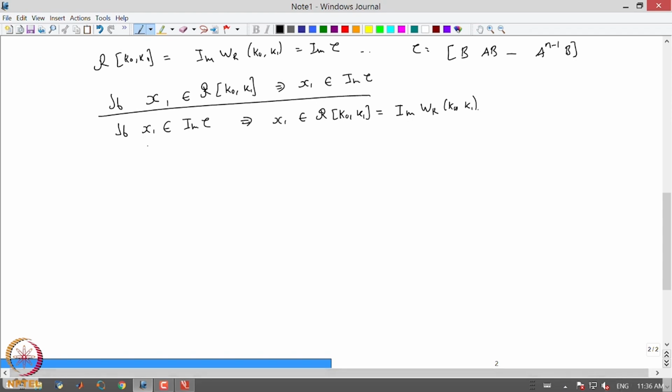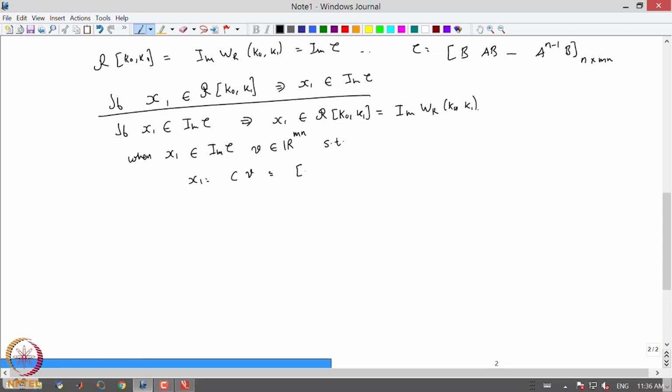Okay. Now, when x1 is in the image of C, which means there will exist a vector, sorry, vector V, which is in R^(mn). What is the dimension of this? So, this will be of dimension n cross mn, such that x1 is C times V.